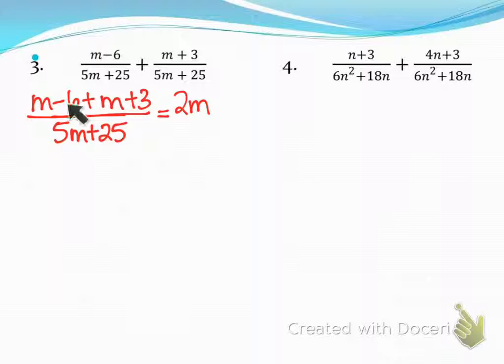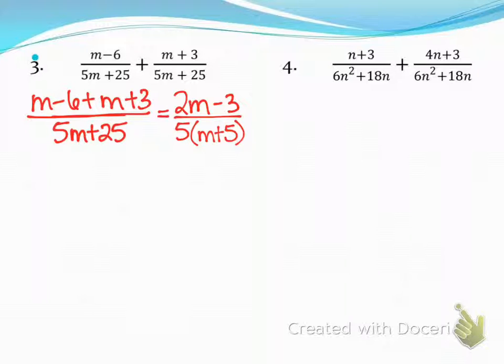What about negative 6 plus 3? Negative 3 over, now this might be a good time to go ahead and factor that denominator. What can we factor from it? We can factor out a GCF of 5. Remember, your GCF is written outside of parentheses. Whatever's left over when you divide goes inside those parentheses. So what's left over? M plus 5.